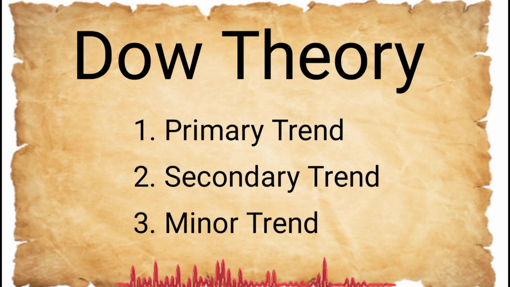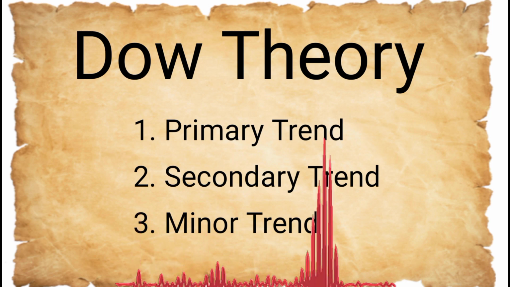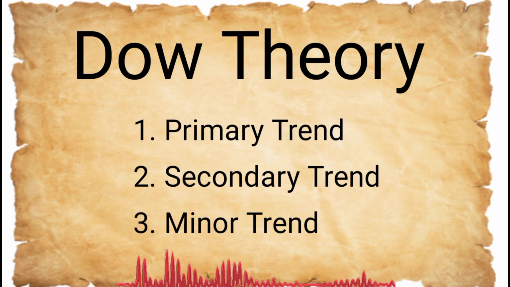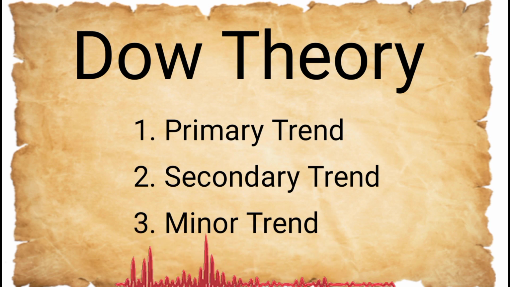2. Secondary trend. These are corrections within the primary trend. They usually last from weeks to a few months and move in the opposite direction of the primary trend. In a bull market, a secondary trend would be a temporary pullback, while in a bear market, it would be a short-lived rally. These movements shake out weak hands and test market conviction. 3. Minor trend. These are short-term price movements lasting days or weeks. While they might seem significant on a daily chart, they are just noise compared to the larger trends. Traders focusing too much on these fluctuations often get trapped in emotional decisions, losing sight of the bigger picture.